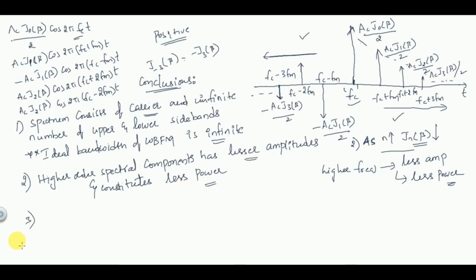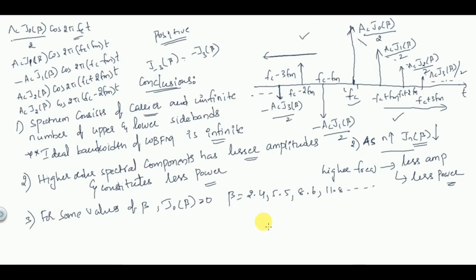And the last point which you have to remember is, for some values of beta, J0 of beta is equal to 0. So what are those values? Beta is equal to 2.4, 5.5, 8.6, 11.8 and so on. For these values of beta, J0 of beta is equal to 0. So when J0 of beta is equal to 0, what will happen? Ac into J0 of beta is also equal to 0.